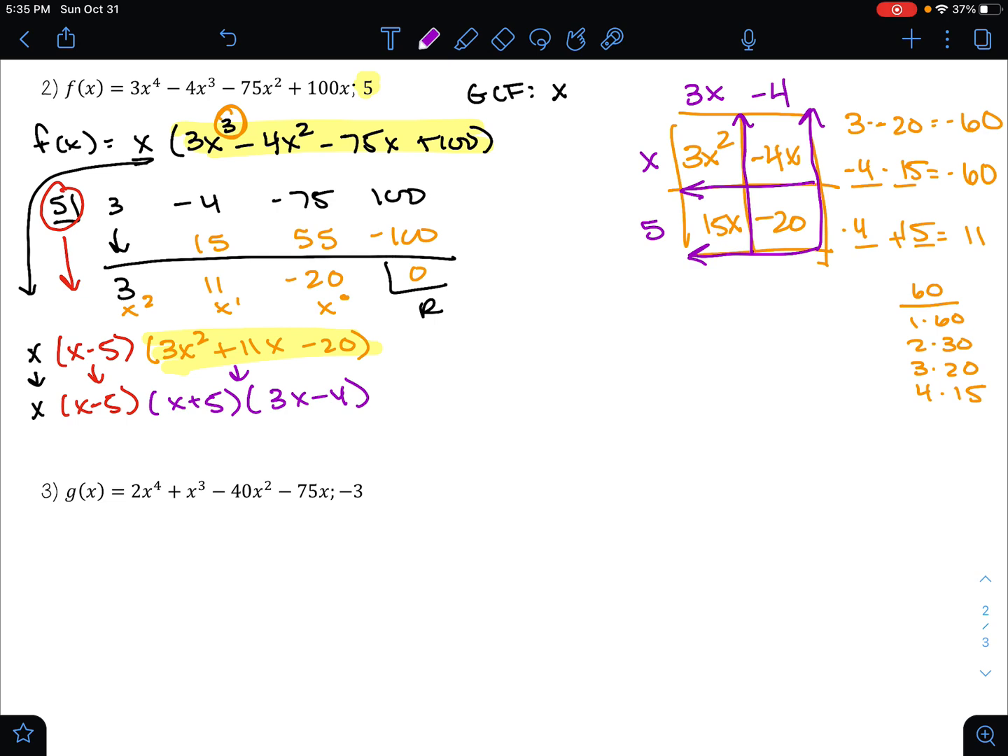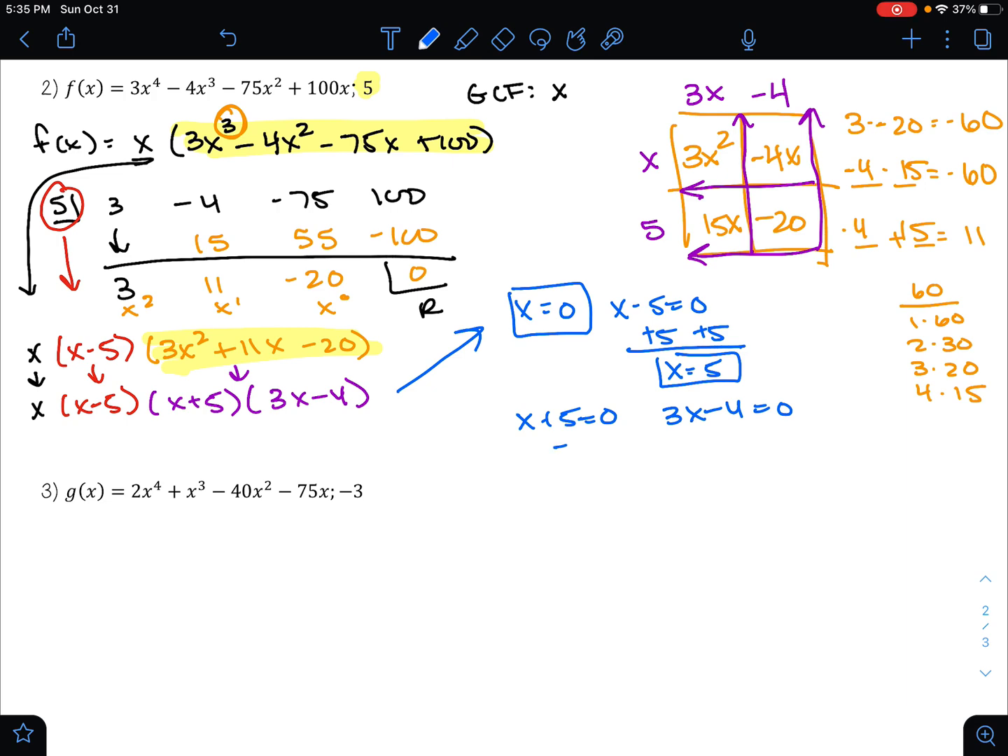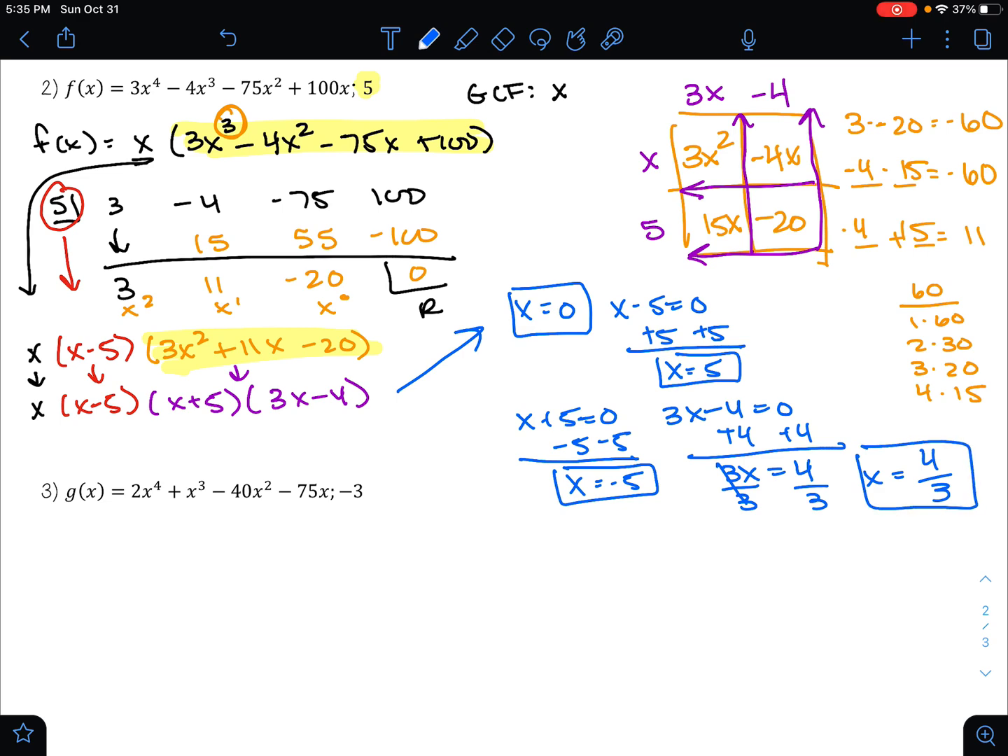And now I want to find my zeros. So I'm going to set each one of these equal to 0 and solve. So I'll have x equals 0, x minus 5 equals 0, x plus 5 equals 0, and 3x minus 4 equals 0. So this one's already solved for. Over here, I'll add 5 to both sides and get x equals 5. Here, I'll subtract 5 on both sides and get x equals negative 5. And then last but not least, add 4 to both sides, get 3x equals 4, divide both sides by 3, and get x equals 4/3. There are no multiplicities, so my solutions are 0, 5, negative 5, and positive 4/3.